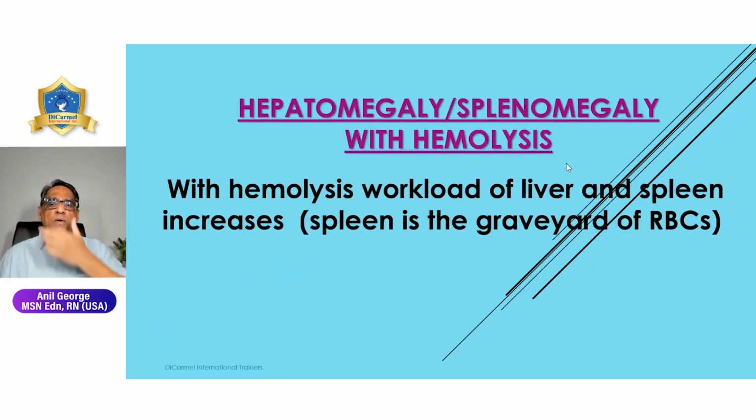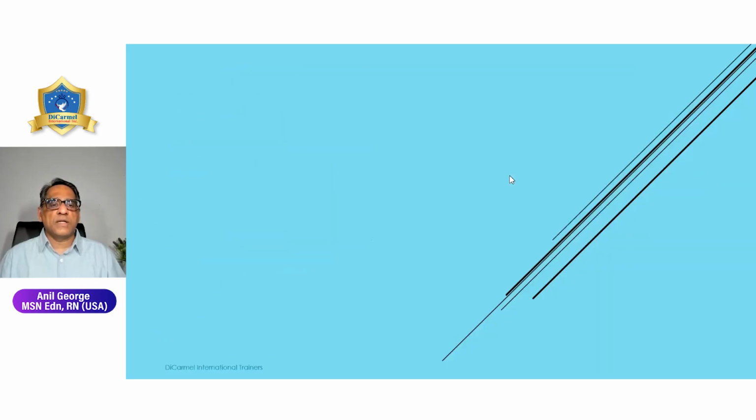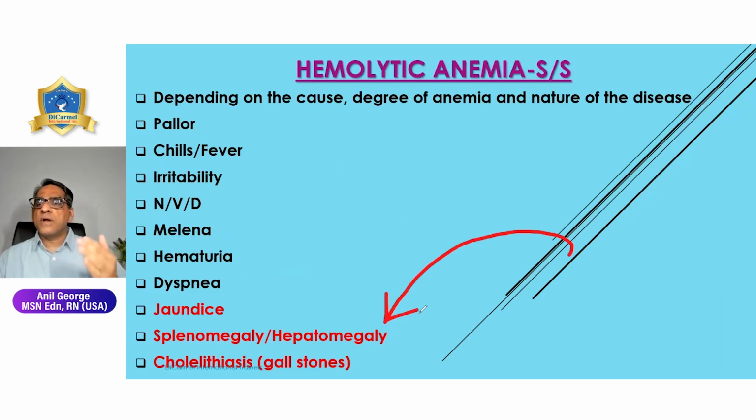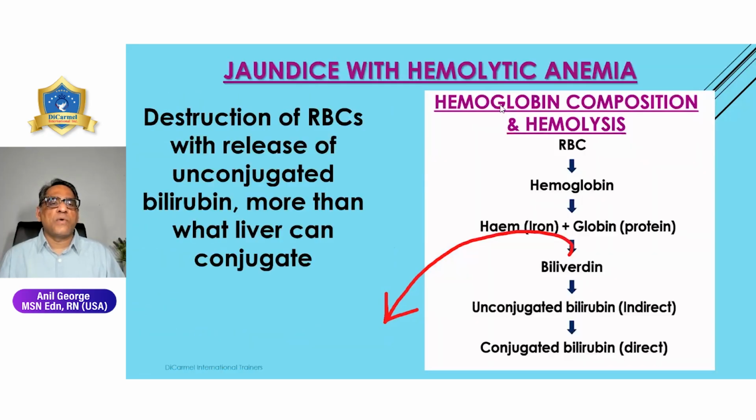Now, also how the workload, how there is splenomegaly. Yeah, we heard there is splenomegaly, hepatomegaly with the hemolysis. Now remember, liver and spleen are seriously involved in the RBC breakdown and the clearance of those breakdown products from the blood. So spleen is particularly called the graveyard of RBCs. Basically, the workload of those organs increases, resulting in those organs enlarging.